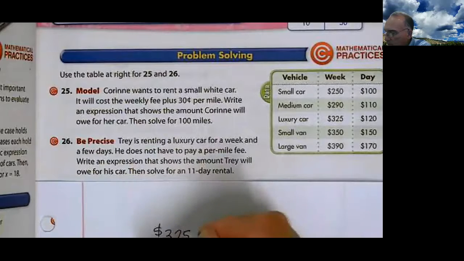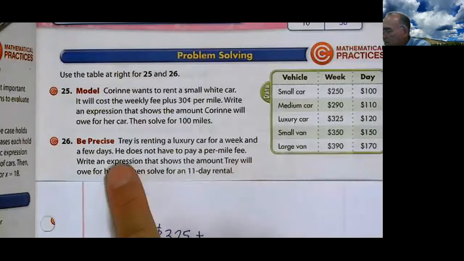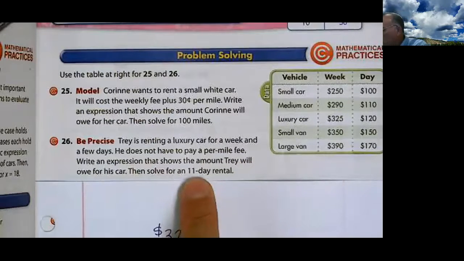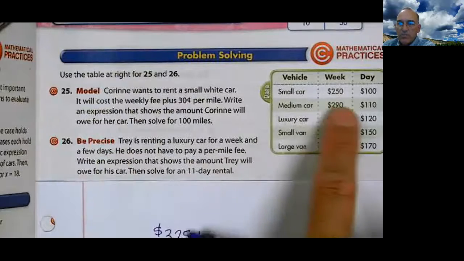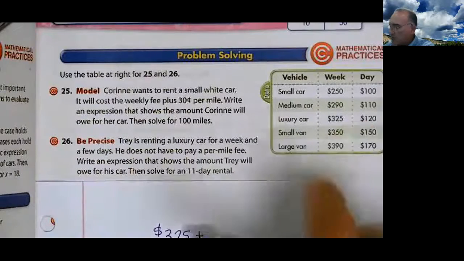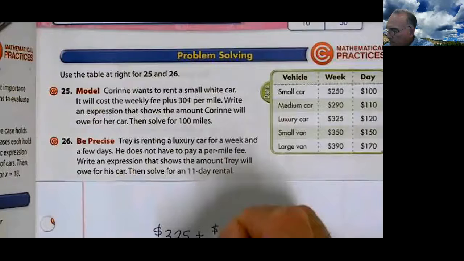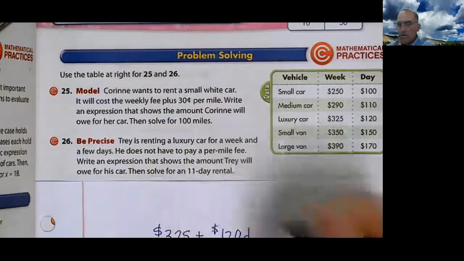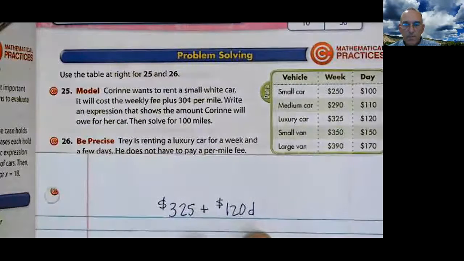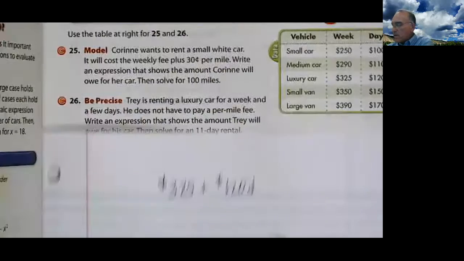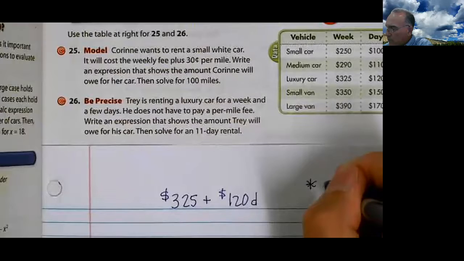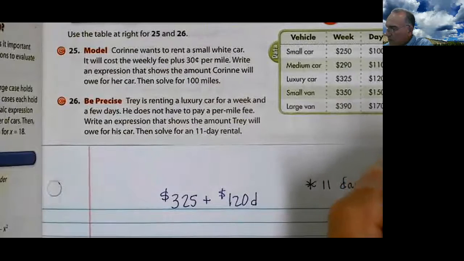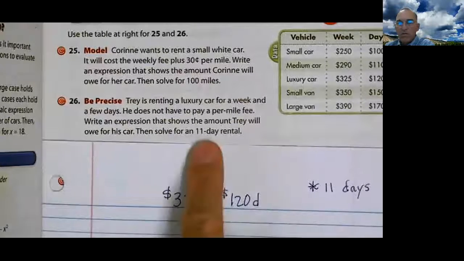$325 plus, let me see, it says for a week and a few days. A few days, but you don't know how many days. But you do know that it's $120 per day. I'll put D for day, right? So, okay, then I give myself a note. This is a little bit different. Were you fooled? 11-day rental. He rented the car for 11 days.